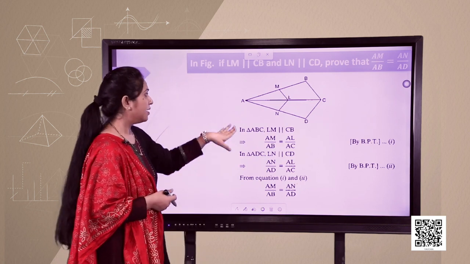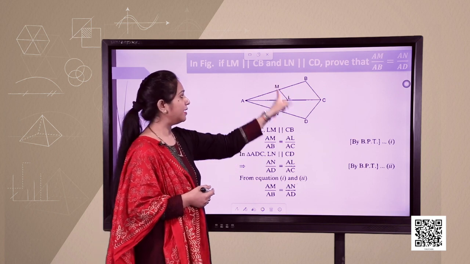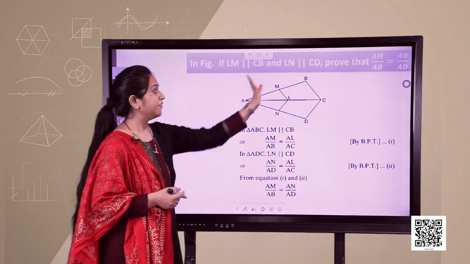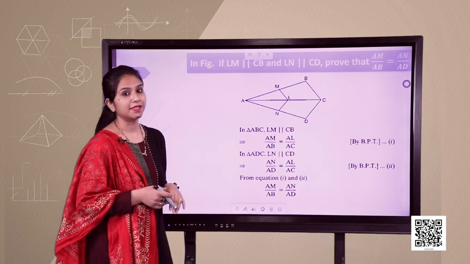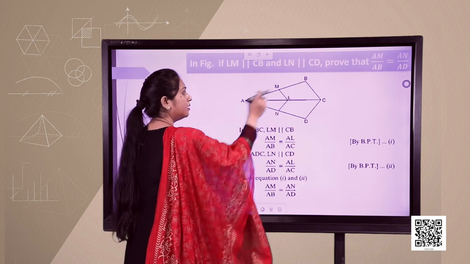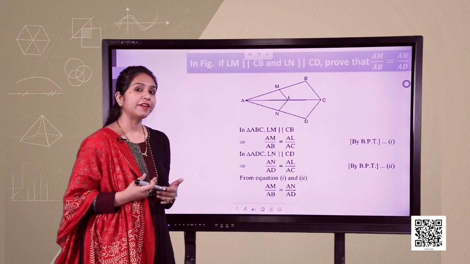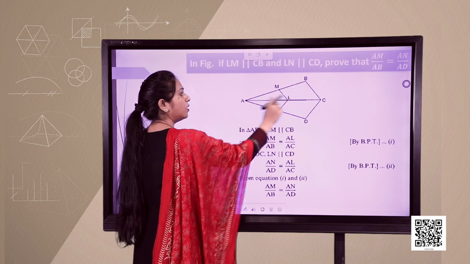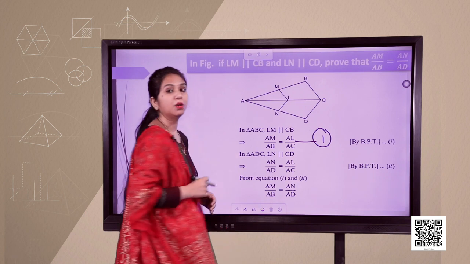So let's start. Here in triangle ABC, what is given to you? That this line LM is parallel to BC, and what do we know according to BPT? If these two lines are parallel, then the sides are in proportion. So write down the sides in proportion. Here we will write AM upon MB is equal to AL upon LC, and this can also be modified as AM upon AB is equal to AL upon AC. So this is your equation number 1 in triangle number 1.